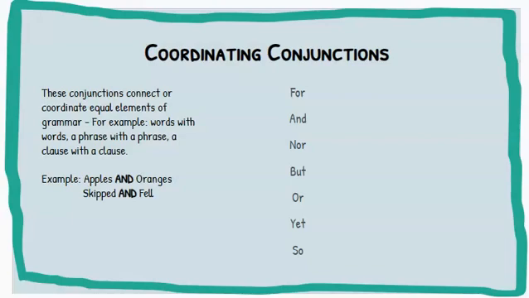Coordinating conjunctions are the ones that you are probably most familiar with. These conjunctions connect or coordinate equal elements of grammar. So equal is the key word here. So for example, words with words, or phrases with a phrase, or a clause with a clause. So apples and oranges, skipped and fell. And so I often use the acronym FANBOYS for our students to try to remember which ones are coordinating conjunctions.